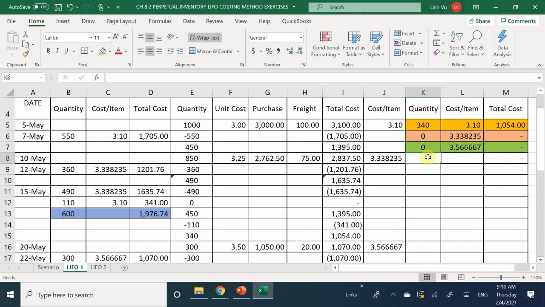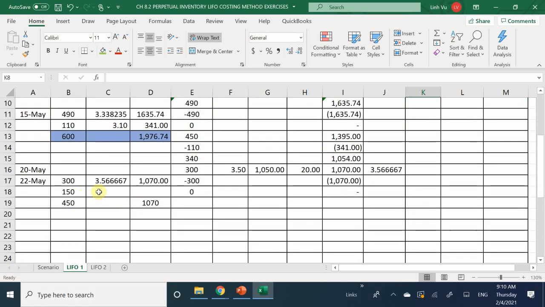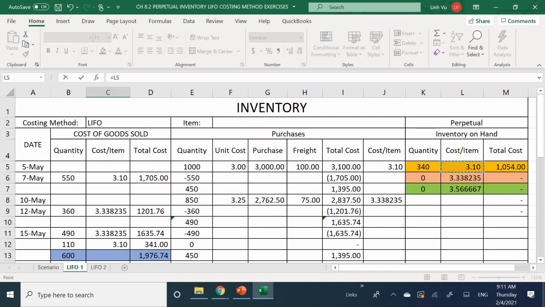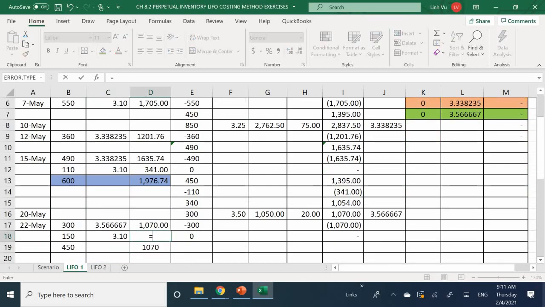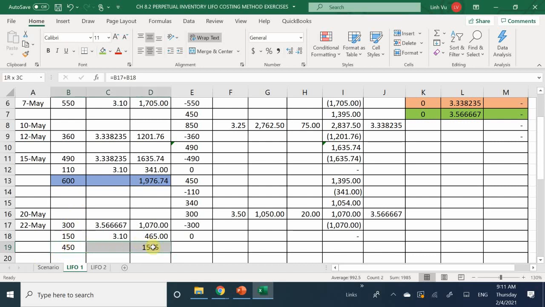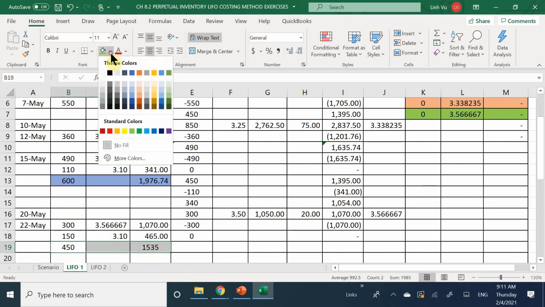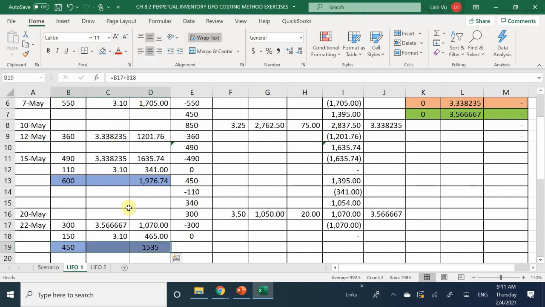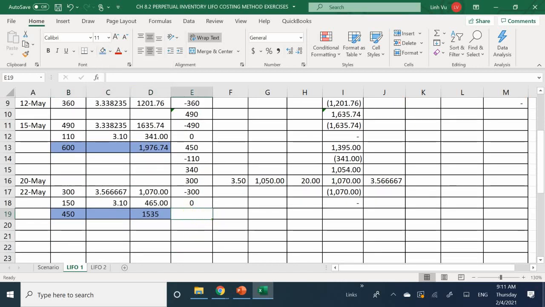So I'm going to come up here and now my green batch is 0. And now I need to dip into my only batch I have left, which is the 340 for the orange. And I need to take out an additional 150. Because I know that there's only one batch and one batch only, and it's costing me $3.10, what is my total cost going to be here for this one? 465. And again, because this is an equation right here, I'm going to also highlight that and make sure that you know it's an equation.